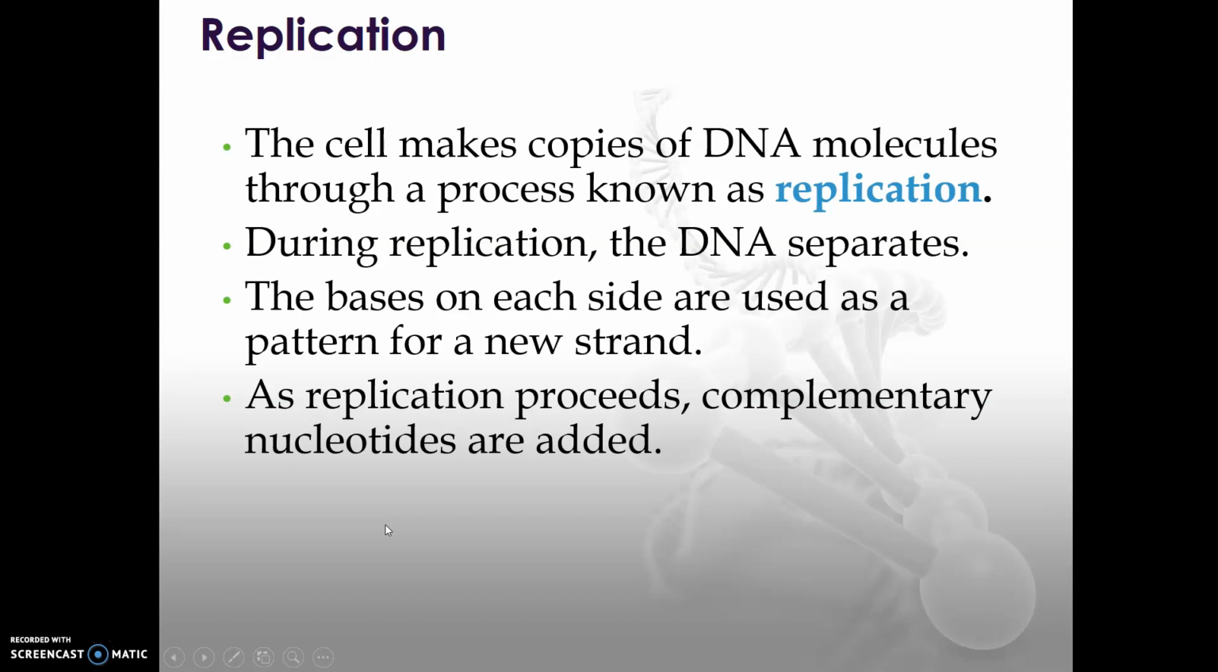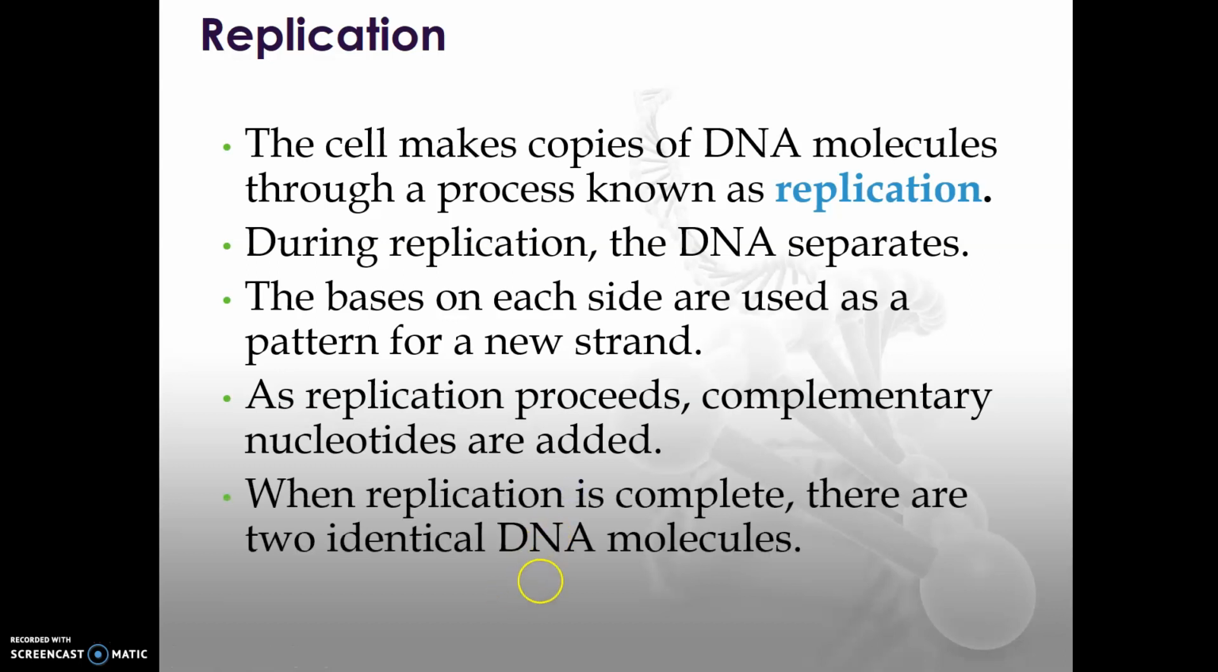Replication proceeds and complementary nucleotides are added. So if this is an A and a T and it opens up, for this A, a T will be added. For this T, an A will be added. Think of it unzipping just like a zipper. Now, instead of the zipper coming back together, we're going to add a new side of the zipper to every one of these, and it's a complementary one. A G is not going to go with an A, and an A and a T will always pair together. When replication is complete, now we have two identical DNA molecules.